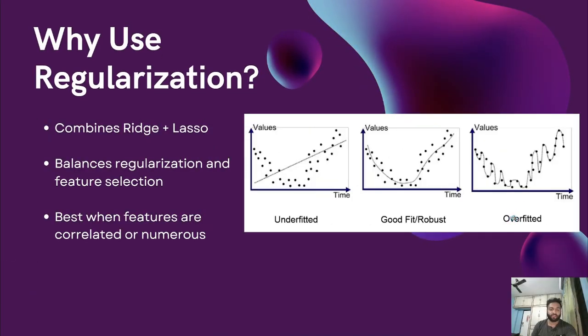So why do we care about these techniques? Because when we train a linear regression model, especially with many features, we often run into overfitting. Regularization allows us to control complexity and improve generalization. We tune hyperparameters like lambda using cross-validation, which we'll talk about next.